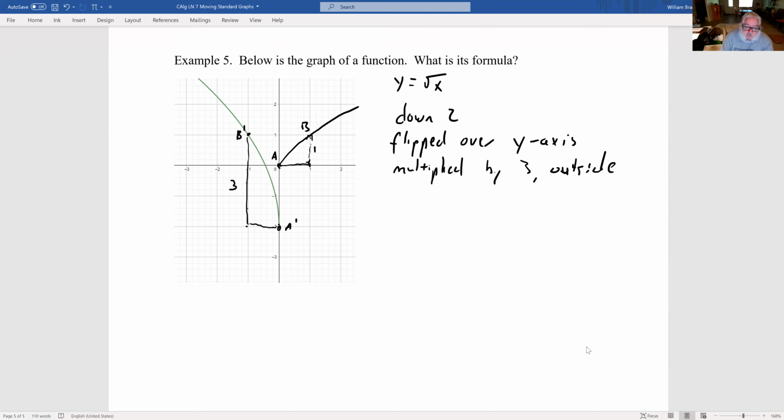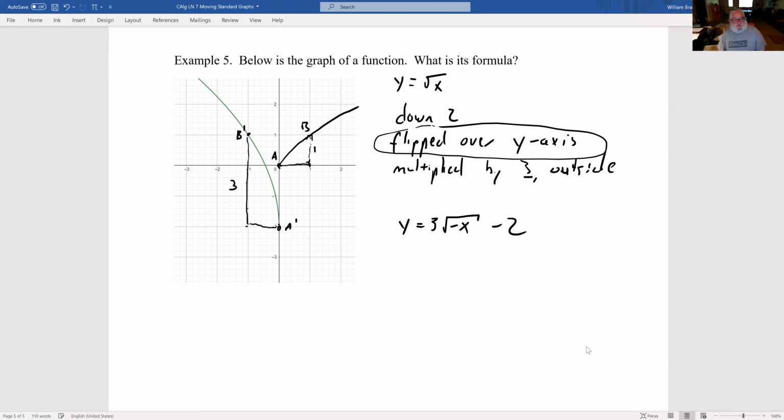So what's the formula going to be? Well, we start with inside the function, that's this, because that flipped it horizontally. And so that's going to be inside the function. So we have a -x inside of square root, and then multiplied by 3 outside, that stretches it, and then we moved it down 2 units. And so there's our formula.